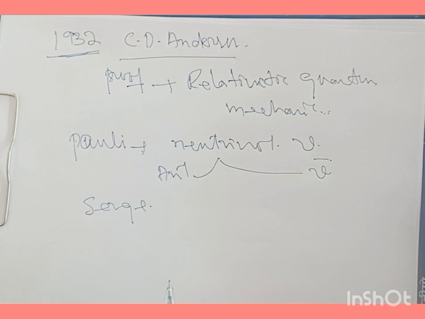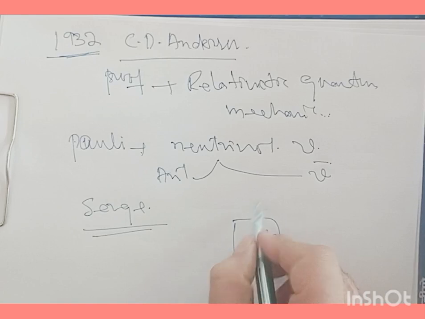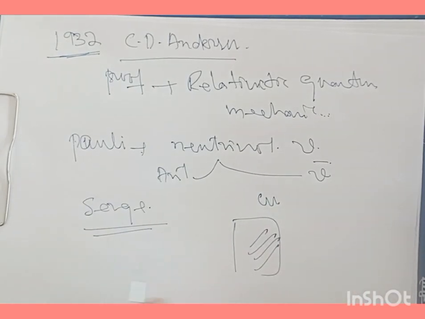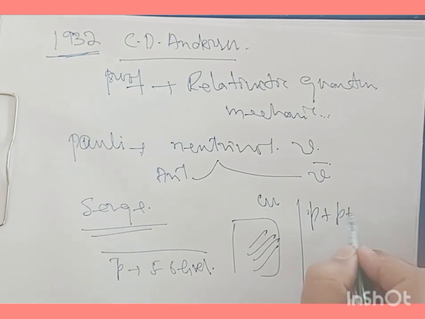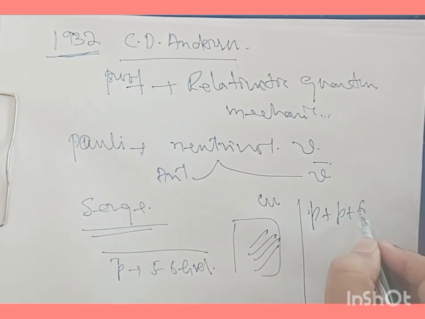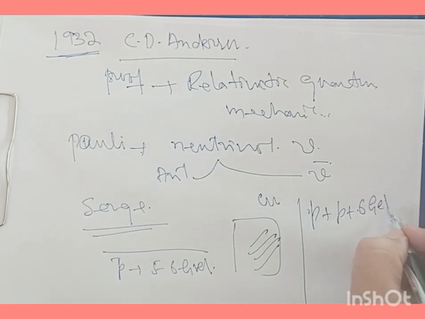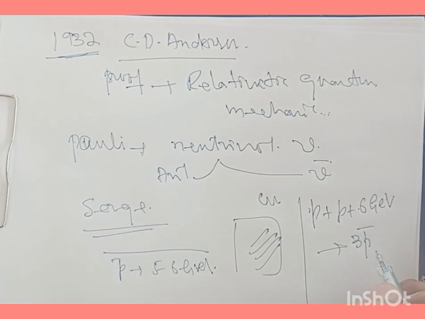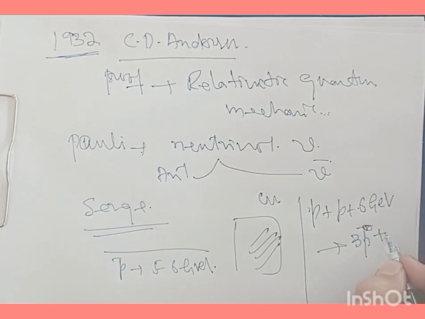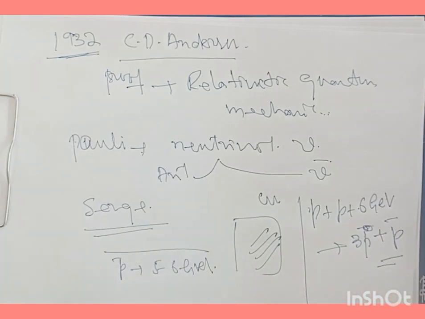This antiproton was created by bombarding a copper target with protons of energy nearly 5 to 6 giga electron volts. So in a reaction, proton plus the energy of 6 giga electron volts gives 3 protons and 1 antiproton. It is proton, but its charge is negative. So this P bar represents an antiproton.